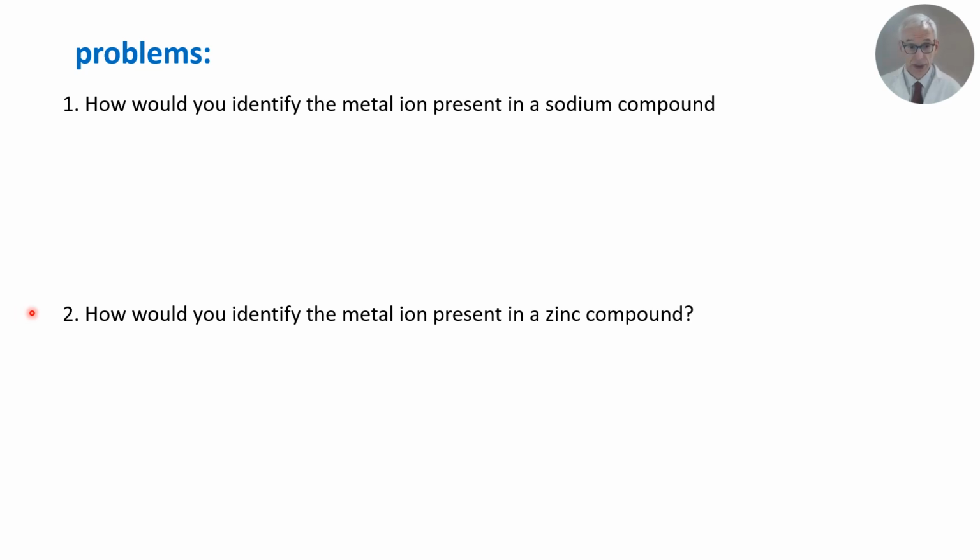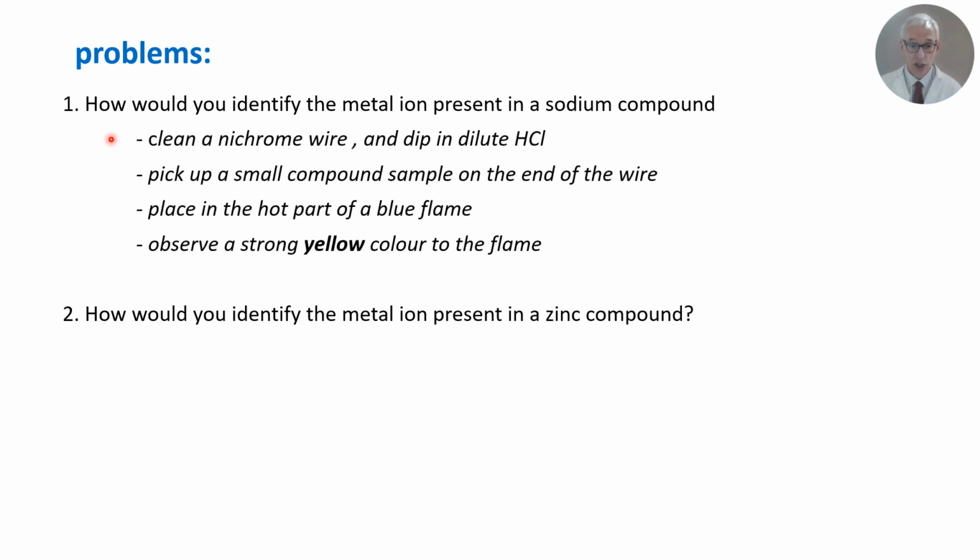Okay, so I'm going to reveal for the sodium, the simplest thing to do, or the only thing we can do, is to clean a nichrome wire, dip in dilute hydrochloric acid, pick up a small compound sample on the end of the wire, place it in the hot part of a blue flame, obviously a Bunsen flame, and observe a strong yellow color to the flame.